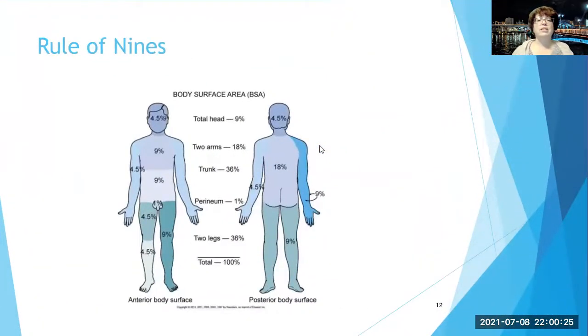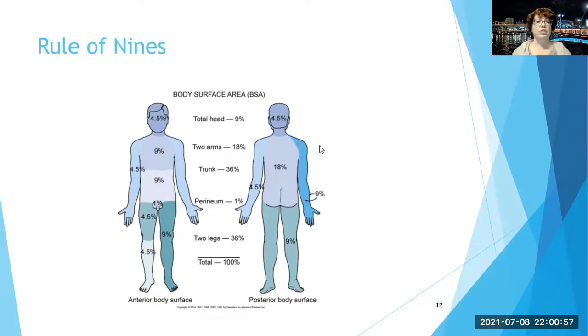So the rule of nines is a method for calculating the percentage of body surface area that is burned. So basically, all the areas of your body are divided into factors of 9. So the head is 9%, 4.5% on each side. The two arms are 18%. 9% for the whole arm, 4.5% on each side.